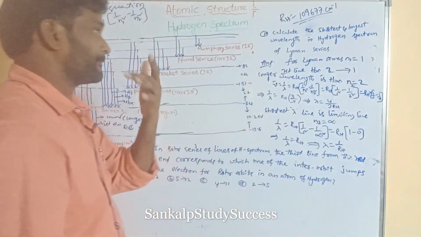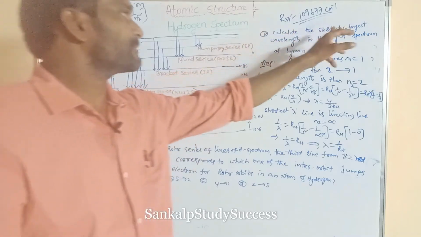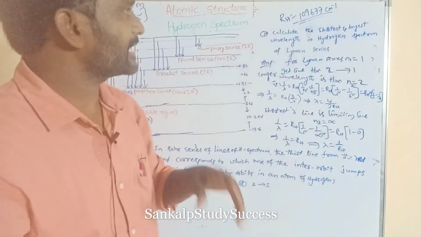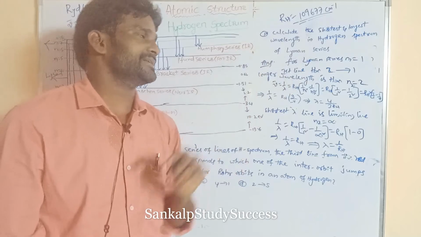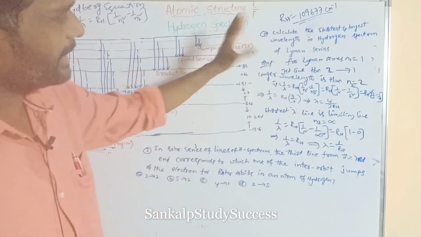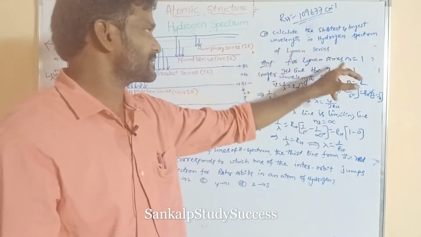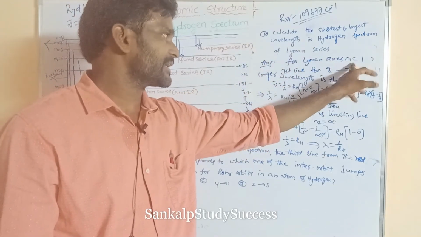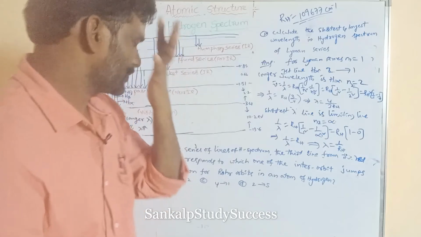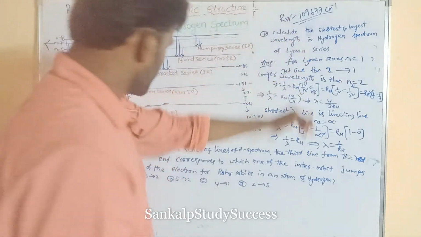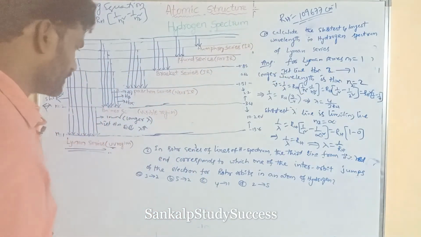Okay, this is the calculation of the shortest and longest wavelength in the hydrogen spectrum of the Lyman series. Similarly, we can find any series like Balmer, Paschen. If we take the Balmer series, the N1 value is taken as 2. So this sum is over. Next goes to this sum.